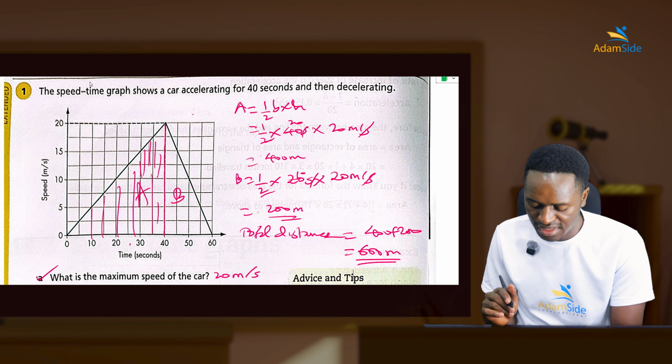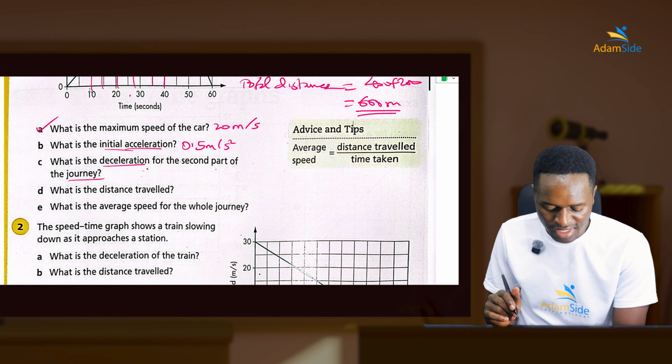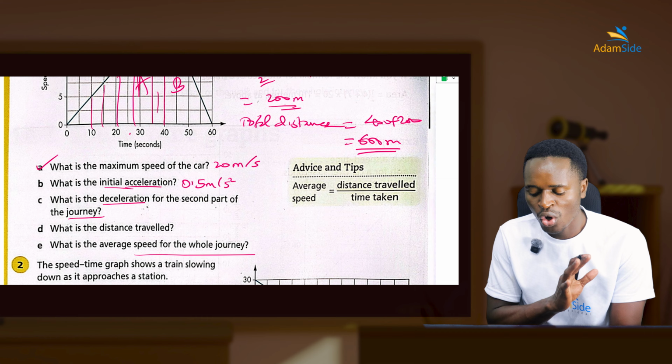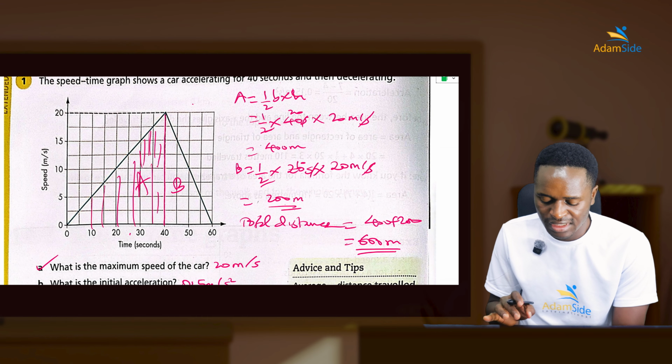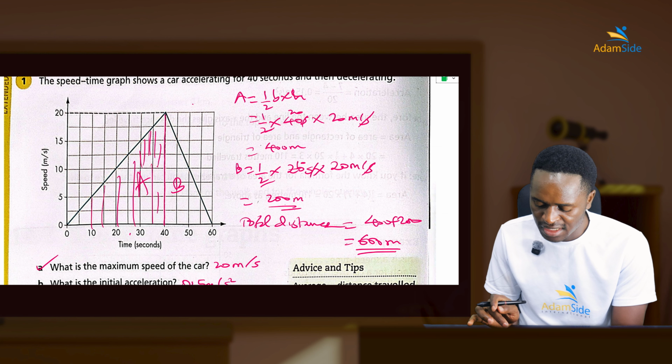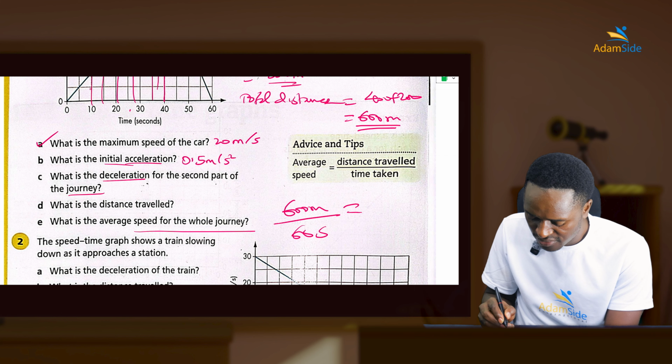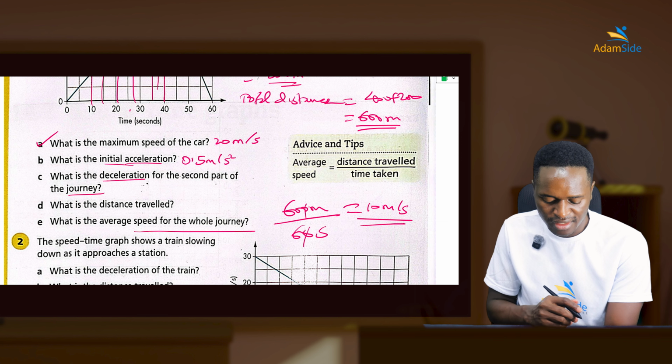These are very simple questions. Then they ask, what's the average speed for the whole journey? Average speed for the whole journey is total distance covered divided by total time taken. Total distance covered, which is 600 meters, divided by the total time taken, which is 60 seconds. You get 10 meters per second. That's the answer.